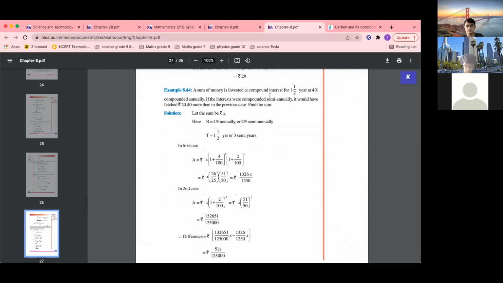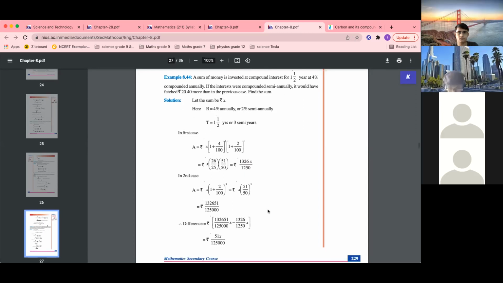A sum of money is invested at compound interest for 1.5 years at 4%, compounded annually. If the interest were compounded semi-annually, it would have fetched 20.40 more than the previous one. Same question which is asked in the exercise. Now it is 1.5 years compounded annually. So again we'll have to do it in two parts, one for 1 year and one for half year, and then multiply. So 1 year compounded annually will go as it is. Let us take P as principal. R is 4% annually, so for half year it becomes 2%.